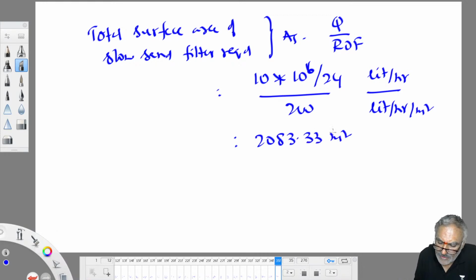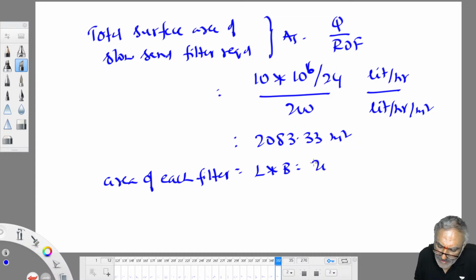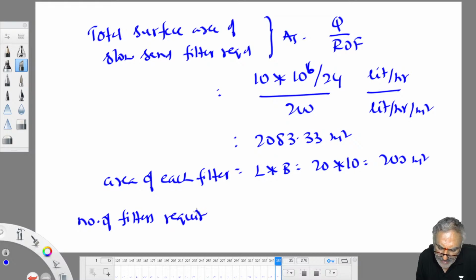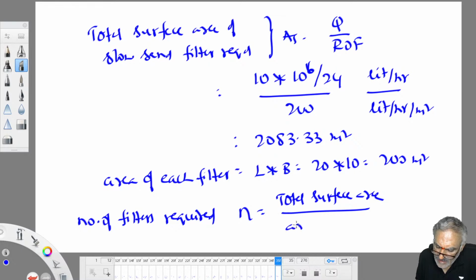So it is 2083.33 meters square you got. But area of each filter, how much? Area of each filter, dimensions are given. It is 20 by 10, so it is 200 meters square. Therefore, number of filters required is equal to total surface area by area of each filter.